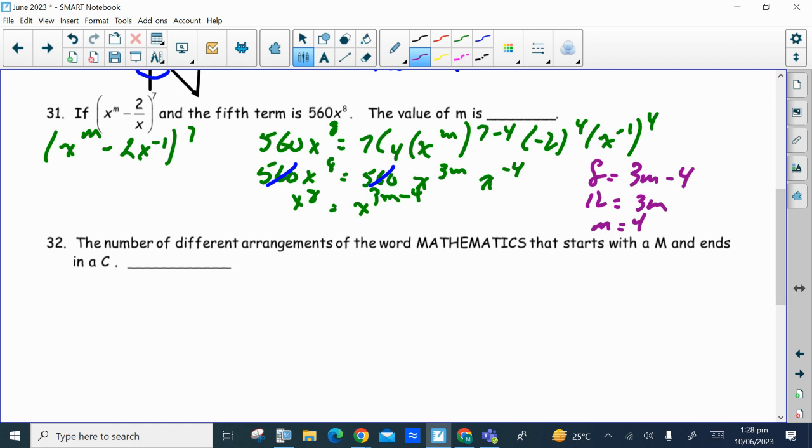We're looking for the fifth term, and the fifth term is where k is 4. So you're looking at this last part. Because it is negative 2 times x to the negative 1. If you look over here, it's negative 2 times x to the negative 1. So they're multiplied here, so they're going to stay multiplied over here.